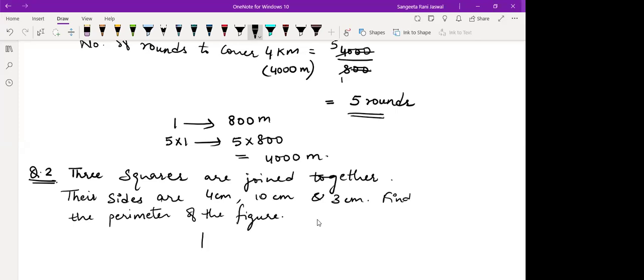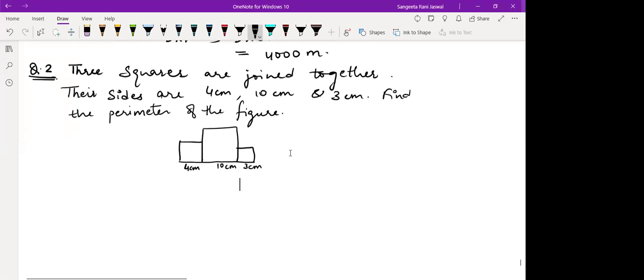Now the figure is given like this. This is some square. The base is given like this. This is 4 centimeters square. This is 10 centimeters square. And this one is 3 centimeters square. So three squares are joined together. Their sides are 4, 10, and 3, and we find the perimeter of the figure. So you have to find the perimeter of this figure. Please do find out.